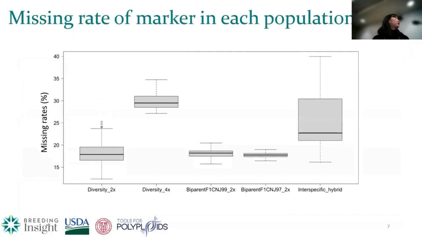We checked the missing rate of markers in each population first. We found that all populations have lower than 35% missing rate. But in this plot, you can see the wild diploid diversity panel has a higher missing rate than the cultivated diploid diversity panel. For the two F1 populations, they have similar missing rates.